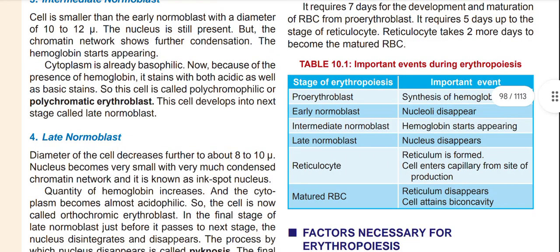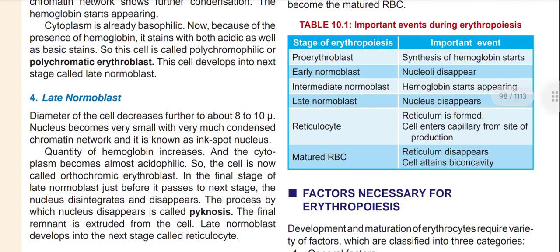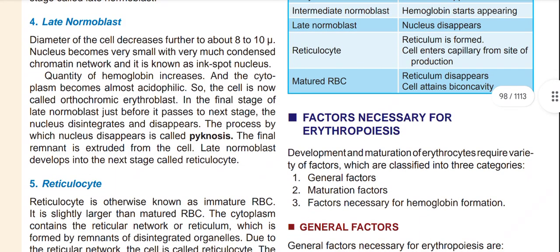So, important events, let us look. Proerythroblast, important event: synthesis of hemoglobin starts. Early normoblast: nucleoli disappear. Intermediate normoblast: hemoglobin starts appearing. Late normoblast: nucleus disappears. Reticulocyte: reticulum formed. Matured RBC: reticulum disappears and the cell attains biconcavity.